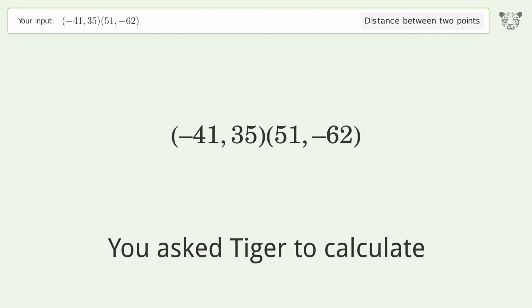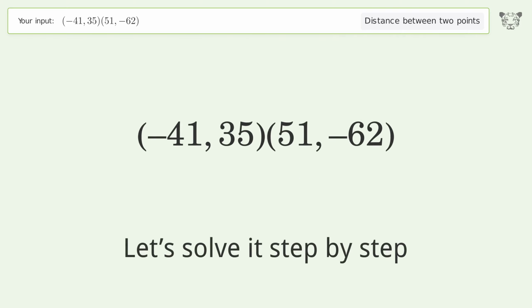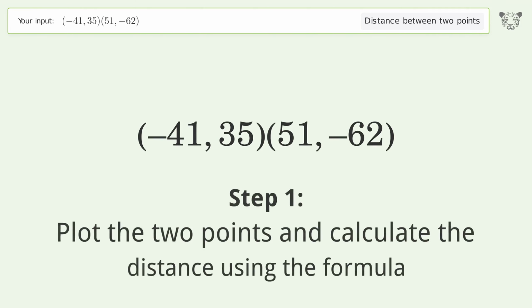You ask Tiger to calculate. This deals with the distance between 2 points. The distance between the 2 points is the square root of 17,873, or 133.69. Let's solve it step by step. Plot the 2 points and calculate the distance using the formula.